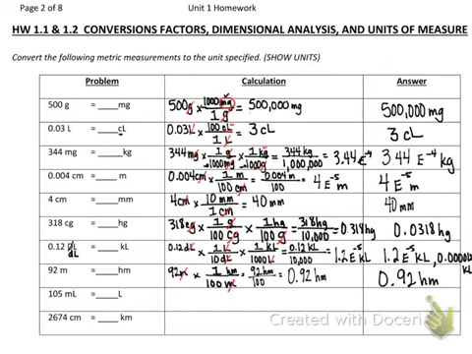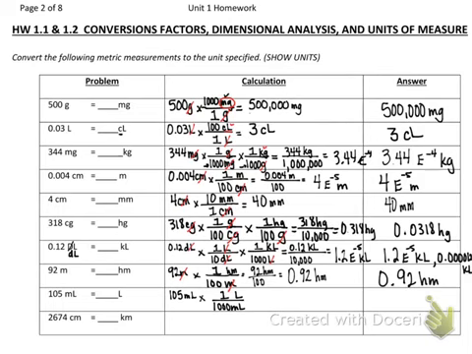Alright, our next problem, we have our given 105 milliliters. And we want to get to liters. We look at our table, and how many milliliters are in a liter? Well, it says we have 1,000 milliliters. Milliliters again in the denominator because we're going to get rid of it. We have 1,000 milliliters in 1 liter.